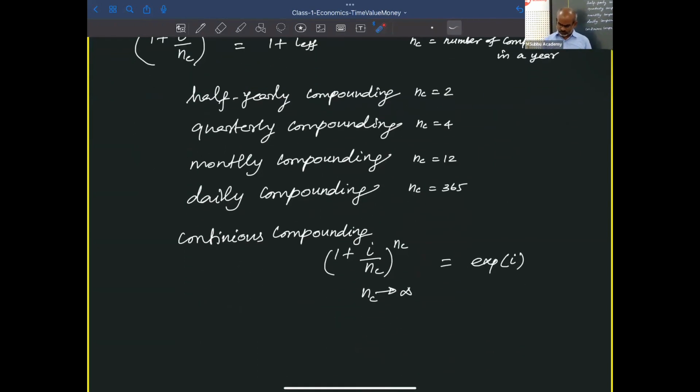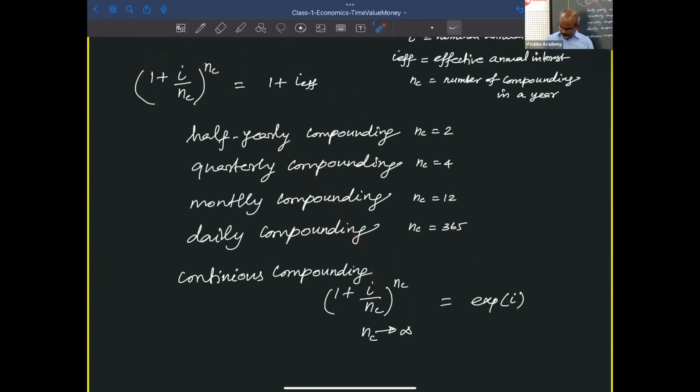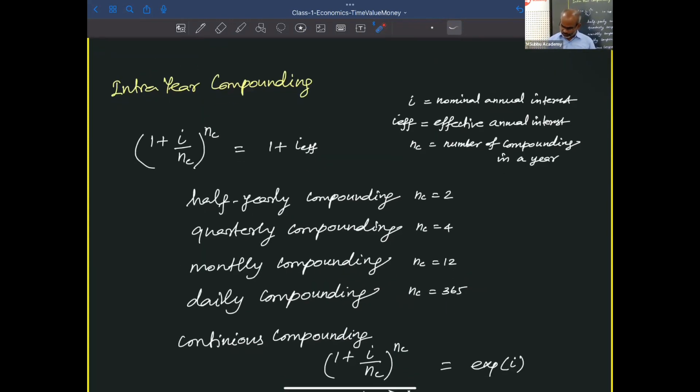We can also have continuous compounding. In that case, this formula simply becomes exponential of I, that is 1 plus I by NC to the power NC, where NC takes an infinite value. Of course, you cannot easily get this on your calculator, but mathematically it is equal to exponential of I. So this I refers to the nominal interest rate.